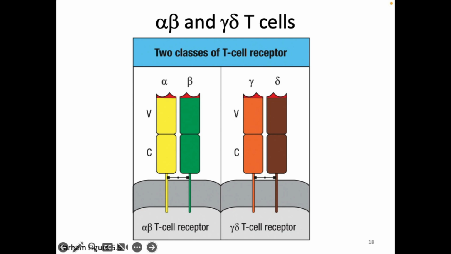But there are some other T cells that use a different receptor. They use some different receptor genes, and these receptor genes are known as gamma and delta. So we also have some T cells known as gamma delta T cells that use gamma and delta chains to make their T cell receptor. Again, one is a light chain, one is a heavy chain. In this case, delta is the heavy chain and gamma is the light chain.